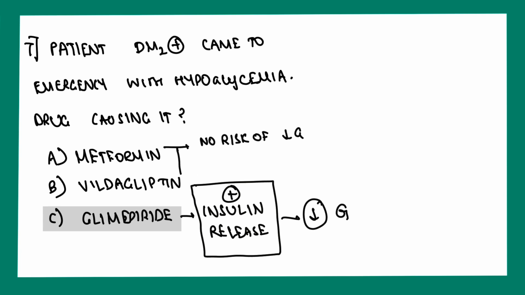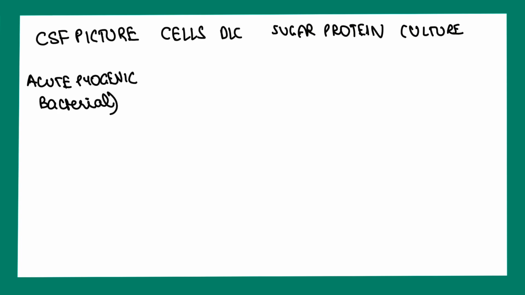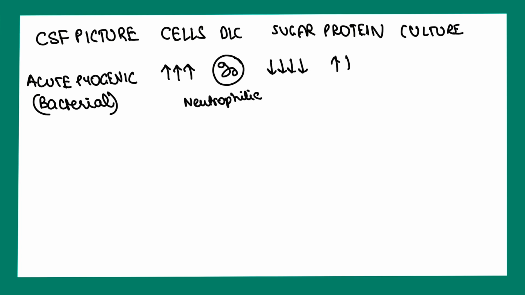Next question, what they were asking was the CSF findings in various kinds of meningitis. You should be knowing this. First is the cells, differential leukocyte count, and sugar, protein, and culture, gram stain and culture sensitivity. This you should be knowing for each kind of meningitis. First is acute pyogenic, which is bacterial meningitis, where you have bacteria as well as neutrophils. This is purely mediated by acute inflammation. In acute pyogenic meningitis, neutrophils are the key players.